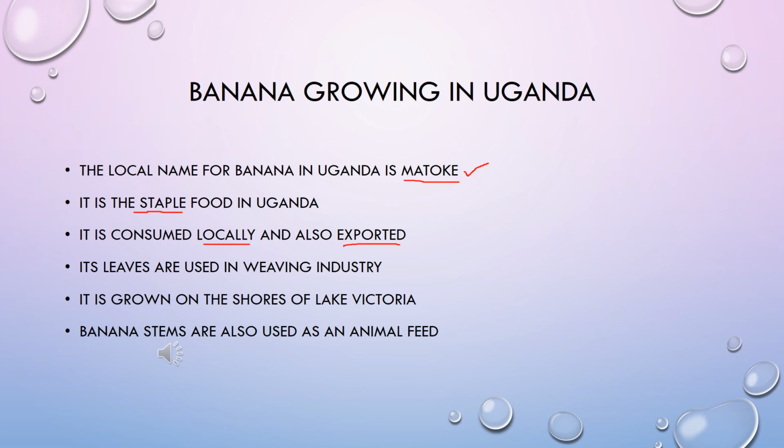And then its leaves are used in the weaving industry. Bananas are also grown on the shores of Lake Victoria. And lastly, the stems of bananas can be used as animal feed. I hope you've already tackled this topic, animal feeds, in science class 6, and you've been taught about fodder. We have conserved fodder. I think bananas are under fodder. Banana leaves and stems are under fodder. So banana stems and leaves can be used as animal feed.